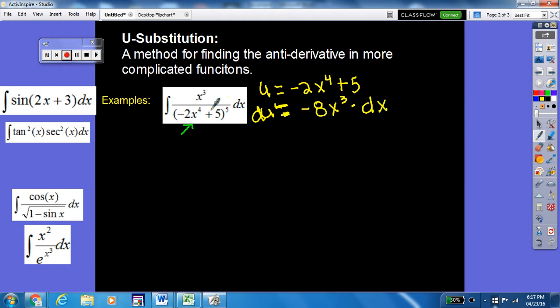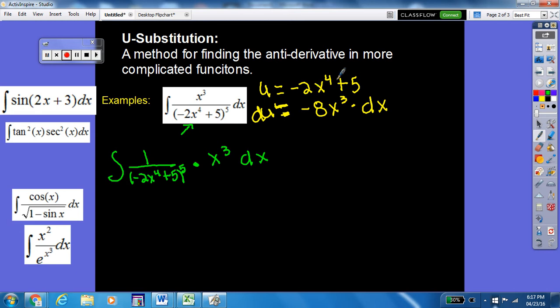And I want to go back and rewrite this so you can see it a little more clearly. Sometimes when it's a division problem like this, it's better to just rewrite it and separate everything so you can see a little bit more clearly what's going on. So I'm going to separate this into negative 2x to the fourth plus 5, all raised to the fifth power, times x cubed dx. And it's the same thing. If you were to multiply this out, you would get what we started with. So this is completely legal.